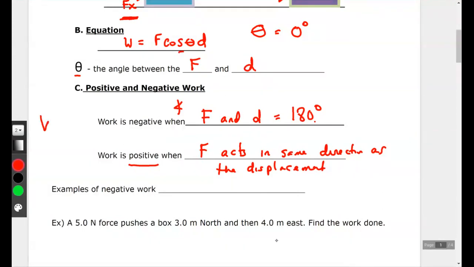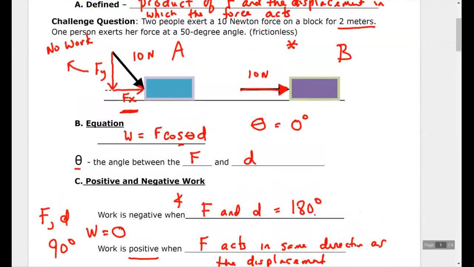When the angle between the force and the displacement is 90 degrees, work equals 0. Let's go back to that again. That's why we said that the Fy, the vertical component, does no work, because the object moves to the right and Fy is perpendicular to that movement.